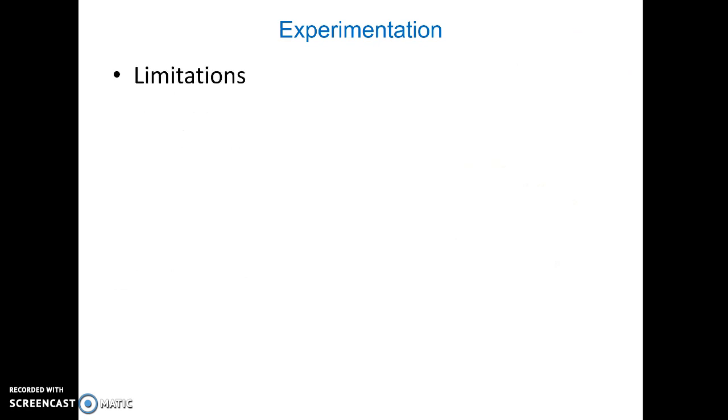But experimentation also has its limitations. The first is it has low external validity. All right, now let's think about why that's the case. Remember, we defined external validity before as how generalizable it is. So if we have low external validity, that means that experiments aren't very generalizable. And this makes a little bit of sense. So let me give you an example.